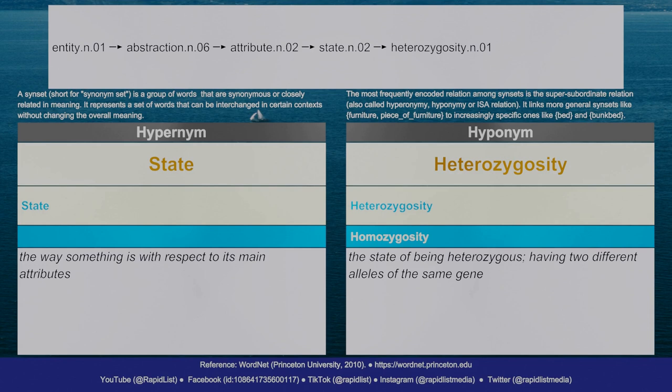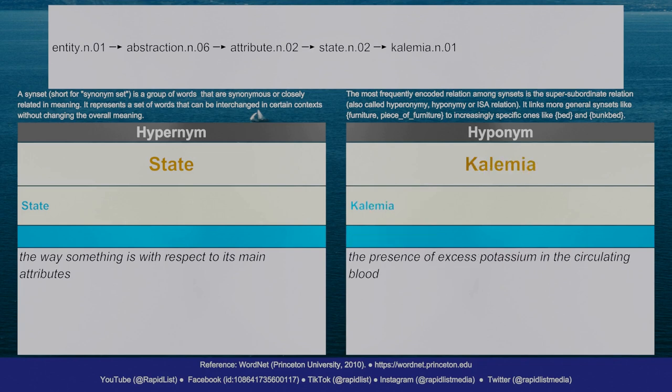Heterozygosity. The state of being heterozygous, having two different alleles of the same gene. Homozygosity. The state of being homozygous, having two identical alleles of the same gene. Kaolemia. The presence of excess potassium in the circulating blood.